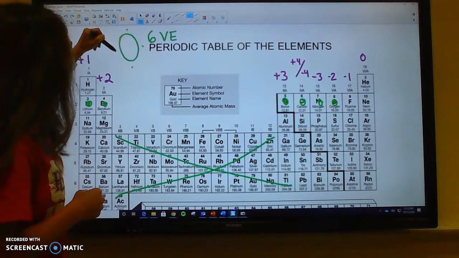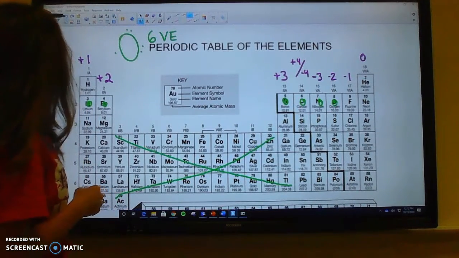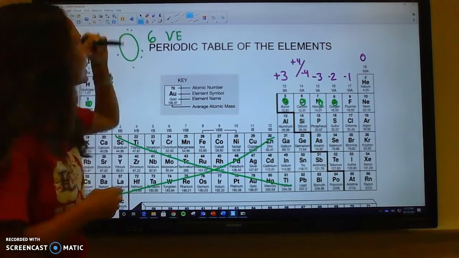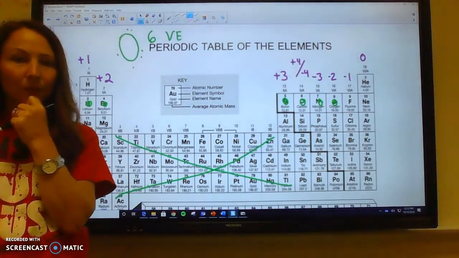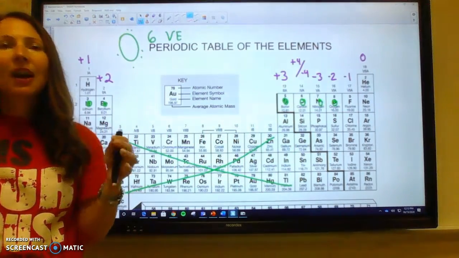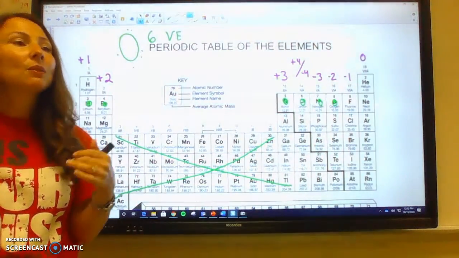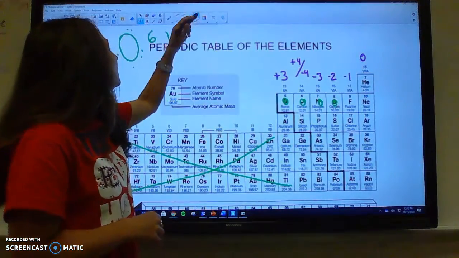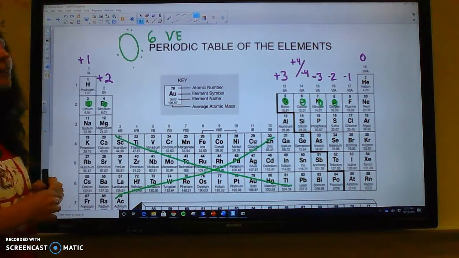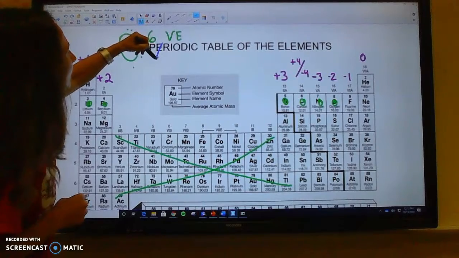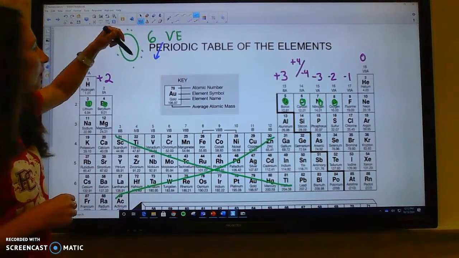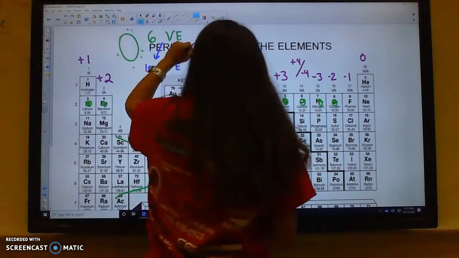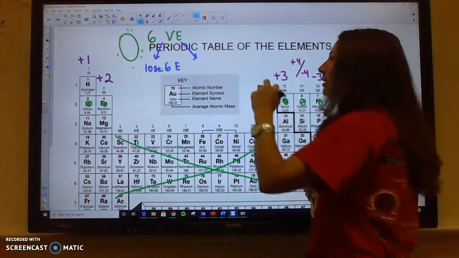Remember, we represent that with our little dots. So we represent that with 6 dots. And then we think about the octet rule. The octet rule states that you have to have 8 valence electrons. Atoms are going to gain, lose, or share electrons to make that happen. So for oxygen, it has 6 valence electrons. It can do one of two things. Based on its inner rings, either oxygen can lose 6 electrons, okay, or it can gain 2 more electrons.